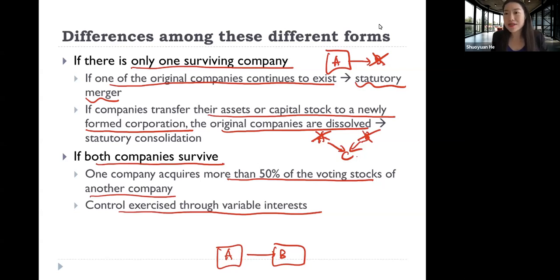The fourth form is control exercised through variable interest. So A and B may sign some contract which enables A to have control over B, but this control doesn't need to be in the form of ownership. So two firms can just sign some contract directly that can enable that control without having the ownership.